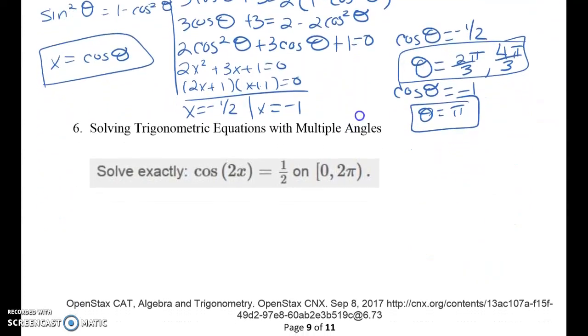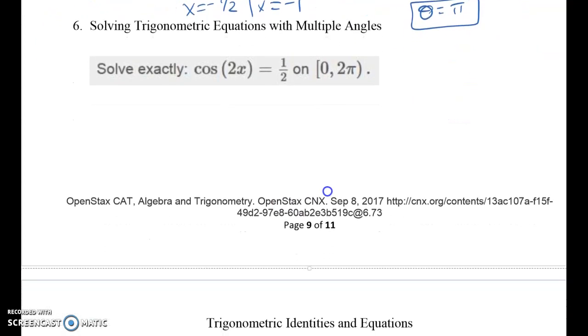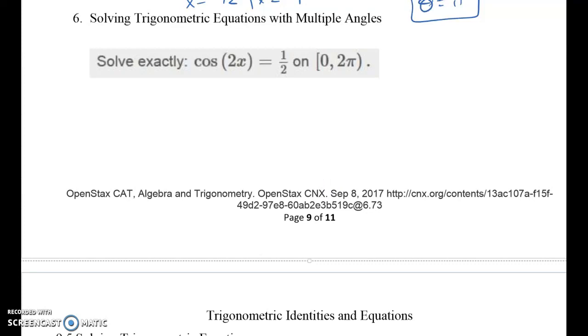Now on number 6 here, what we're going to be looking at is solving some trig equations with multiple angles. So it says solve exactly cosine 2x equal to 1/2, and we are on the interval from 0 to 2 pi. So let's consider this. 1/2 looks really familiar, and so if this had not been 2x, just kind of like that's not there, if it had just been cosine of something equal to 1/2, I could go to my unit circle. And so I can't forget about this.